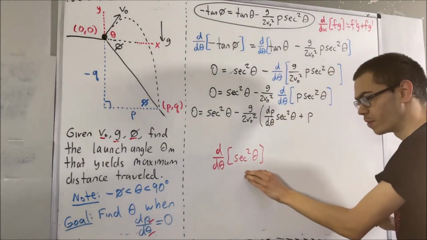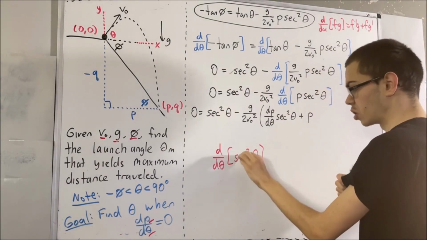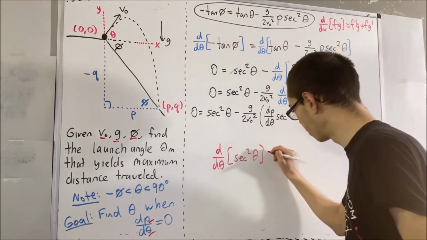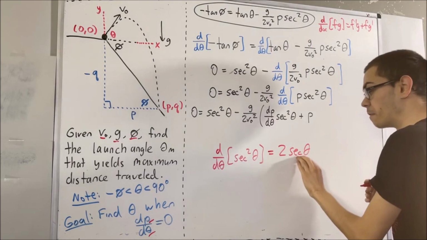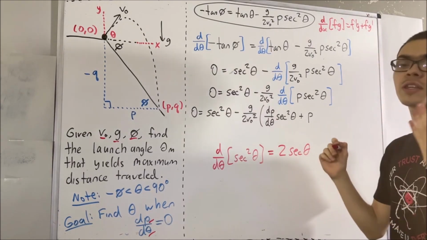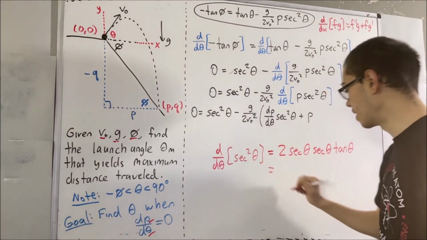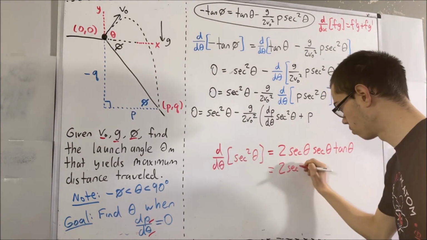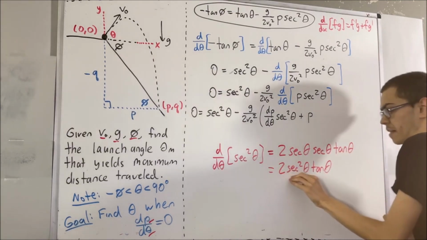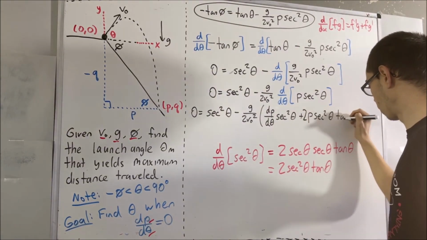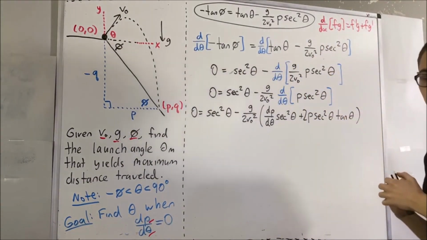To evaluate this derivative, we need to use the chain rule. If you recall, the derivative of something squared is 2 times that something. But then the chain rule says that we have to multiply that by the derivative of secant theta. If you recall, the derivative of secant is secant tangent. And so, simplifying this, we get this. So really, p is multiplied by this. Okay, so this is what we get after differentiating both sides with respect to theta.